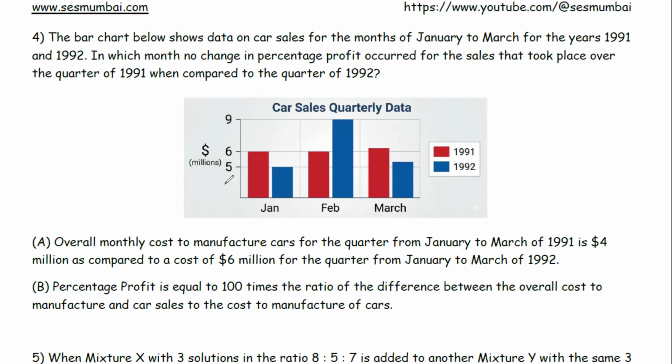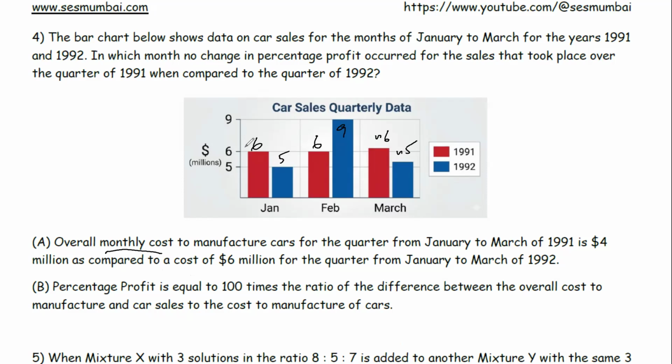All right. So this is 6, 5, 6, 9, about 6, about 5. So overall monthly cost to manufacture cars for the quarter from January to March of 1991 is $4 million as compared to the cost of $6 million for the quarter from January to March of 1992. So this gives us the monthly cost to manufacture cars. Okay. And this is the sales, the money generated in those months. And we have to find out in which month no change in percentage profit occurred, right?